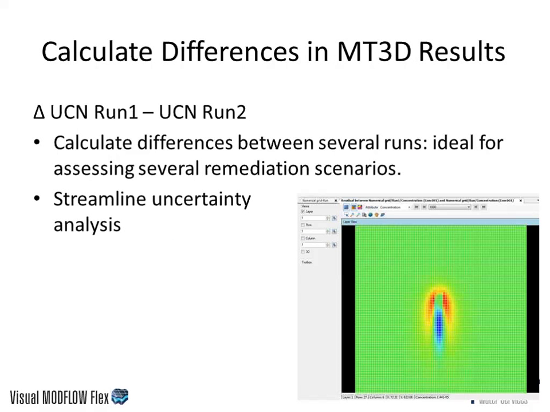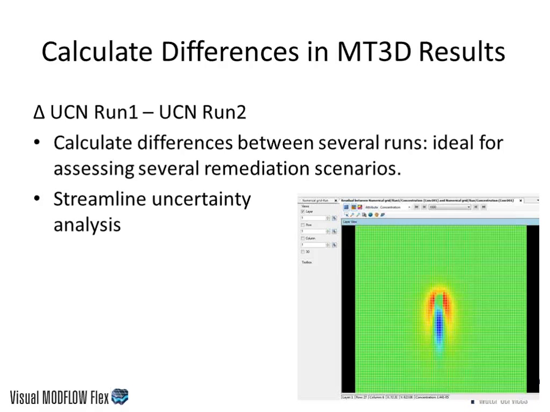So as mentioned, you can have any number of transport model runs in your project. You can calculate the differences between the UCN files from the different runs and plot those differences in 2D or 3D views. Again, it makes it easy to evaluate different scenarios such as remediation schemes or pump and treat scenarios or pumping rates or pumping locations.